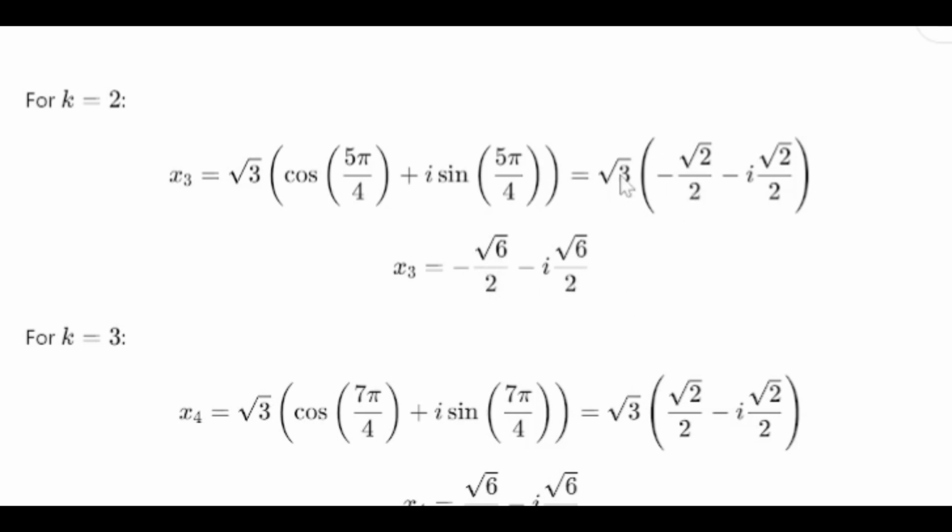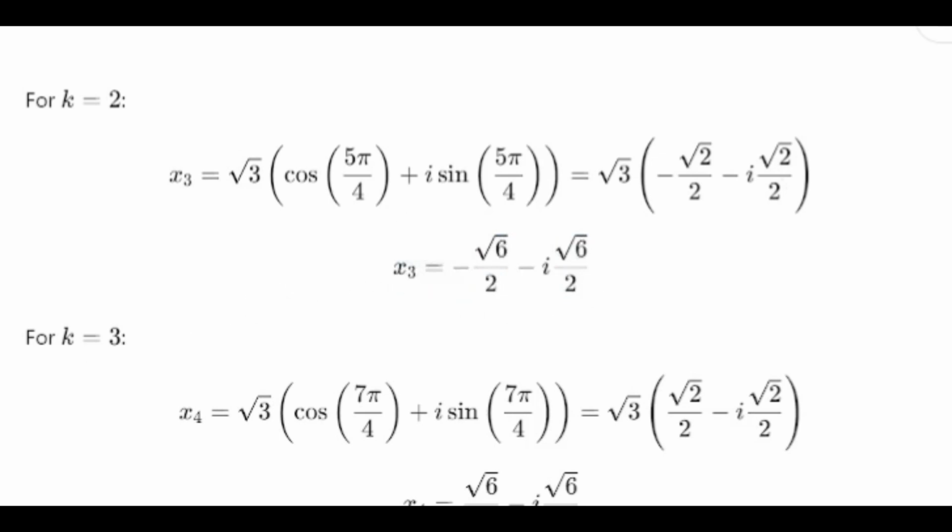Because here we have square root of 3 outside the bracket, then minus square root of 2 divided by 2 minus i square root of 2 divided by 2. When you multiply the square root of 3 by square root of 2, this will give you square root of 6, and there is a minus here, that is minus square root of 6 divided by 2. Then here there is minus i; if you multiply square root of 3 and square root of 2, it will give you minus i square root of 6 divided by 2.